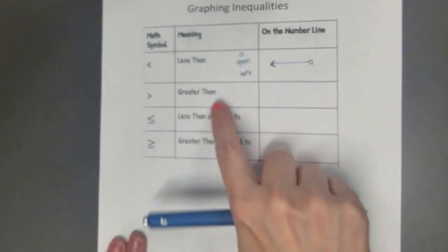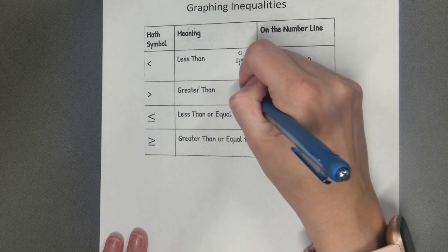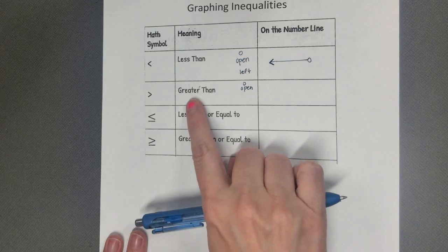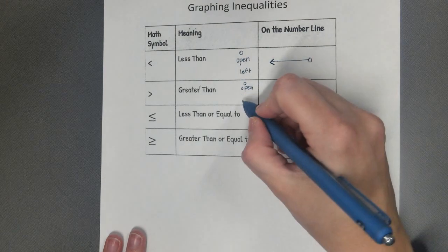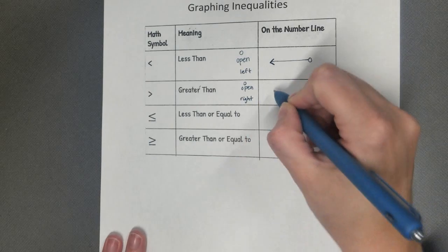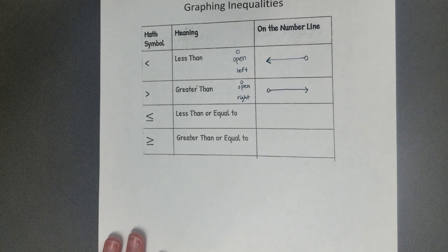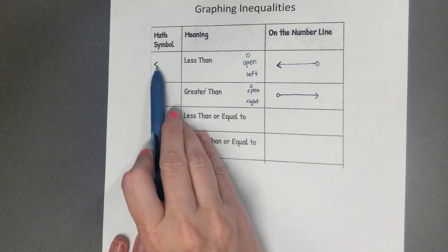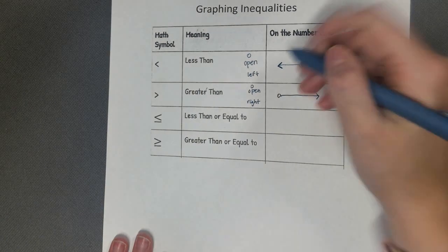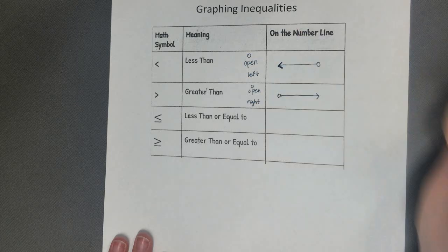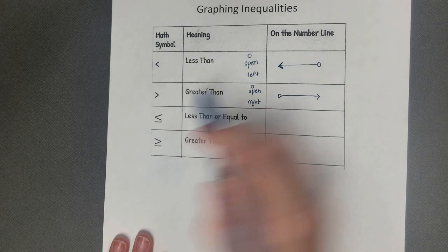Okay? If you have a greater than symbol, you are still going to have an open circle, but if it's greater than, what direction is it going to go? Yep, it's going to go to the right. So that's something we're going to talk about as well. You can see here this symbol is the same as this part of the arrow. Same thing with the greater than. See how this is the direction of the arrow there? That's great that you noticed that. It's going to happen anytime the variable's in a certain place.